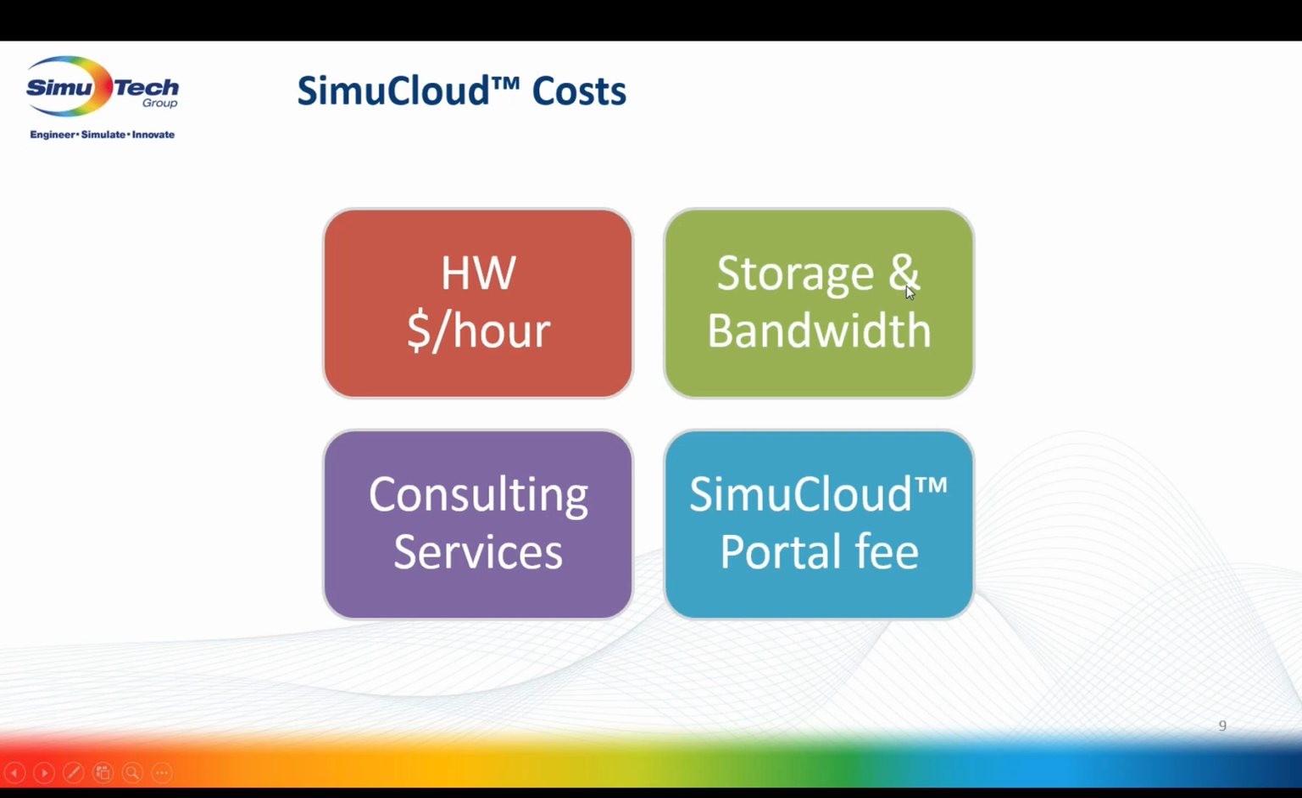Then the storage and bandwidth. Most cloud vendors have separate line items for storage and bandwidth. This is usually somewhere in the 10 percent range, maybe as high as 20, sometimes as low as 2 or 3 percent. That's just my experience, as a percentage of the hardware.